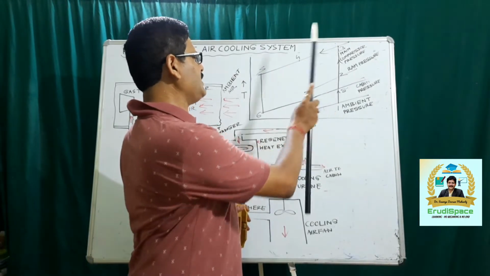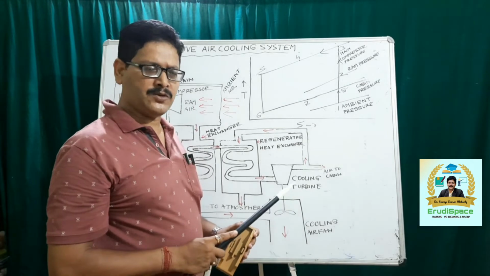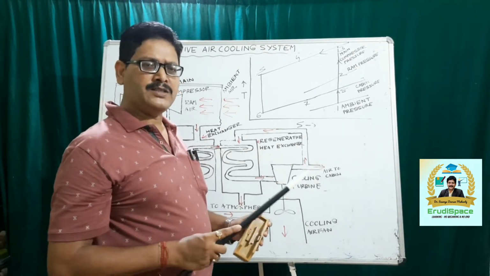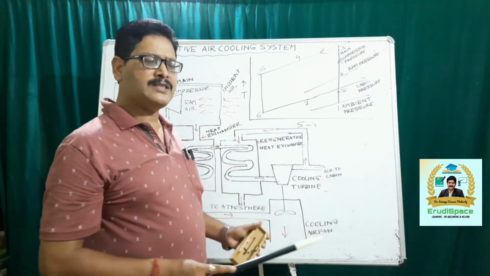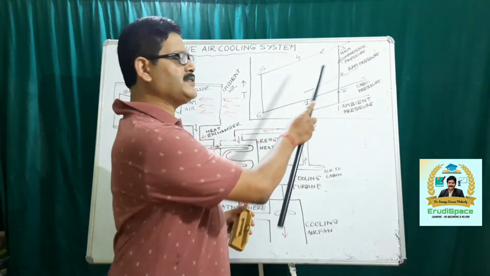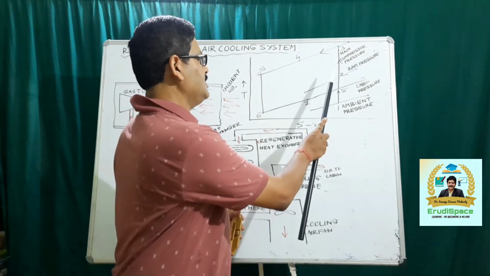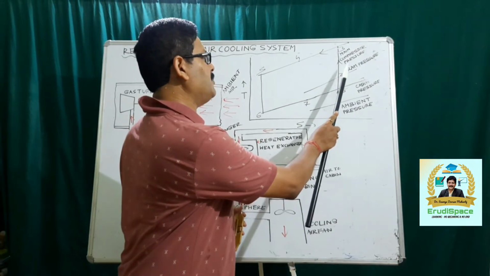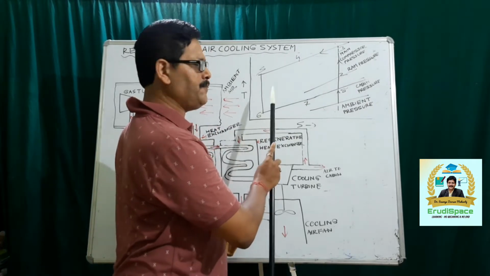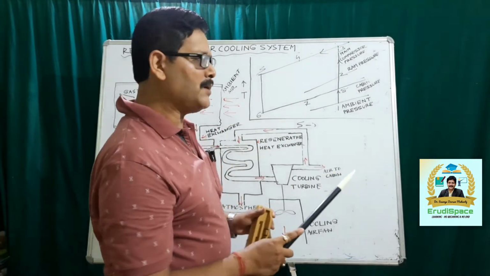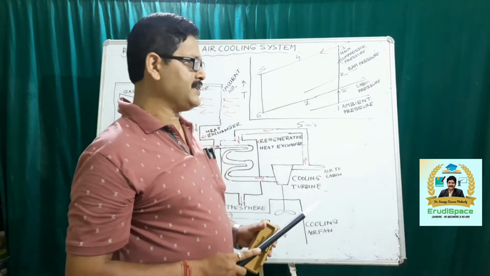Both the compression processes as well as the expansion processes are shown to be isentropic processes. But if you consider the effect of irreversibilities, all these processes do take place with some increase in entropy. So in that case, 2 will become 2 dash, 3 will become 3 dash, similarly 6 will become 6 dash, because the compression as well as the expansion processes will take place with some increase in entropy.